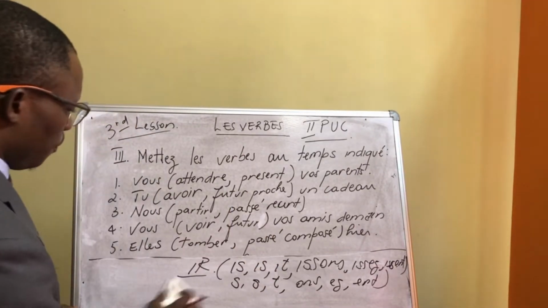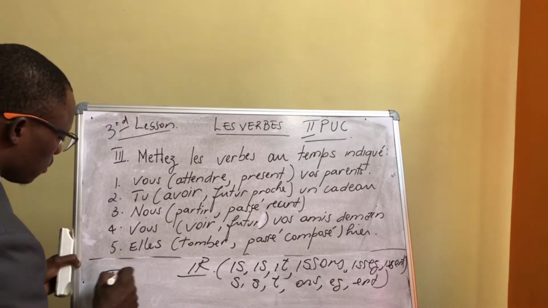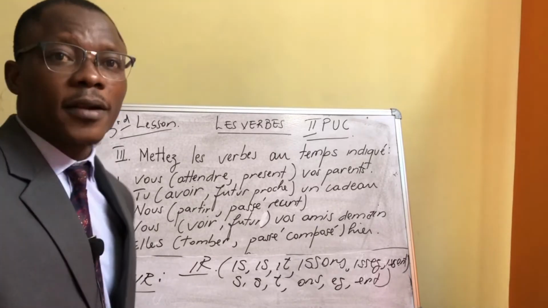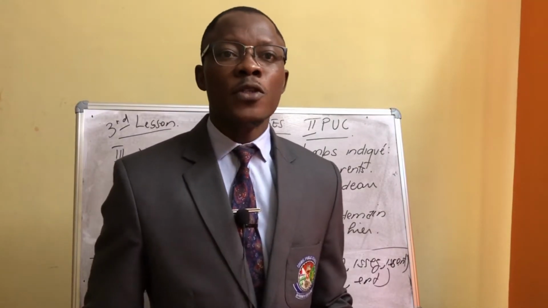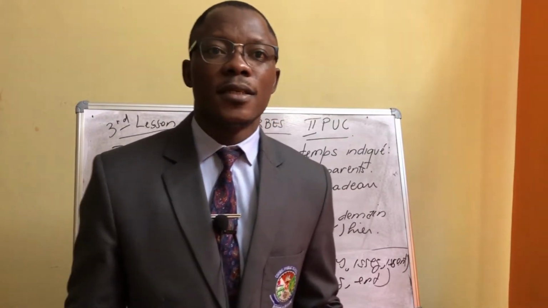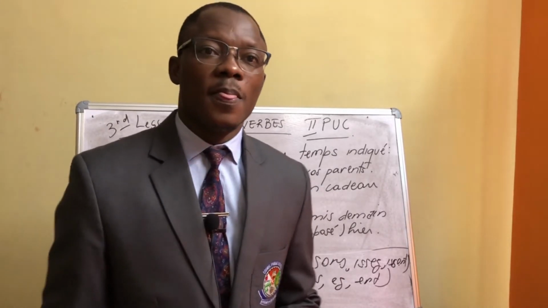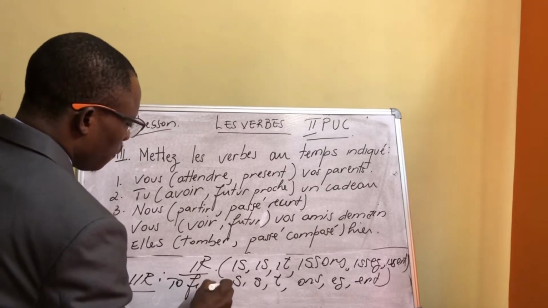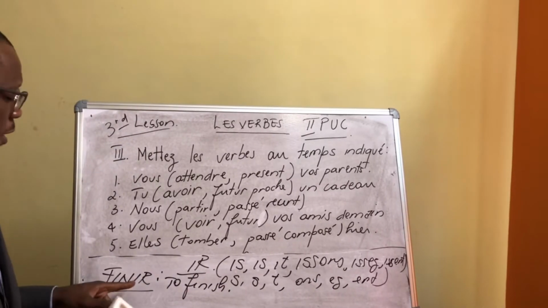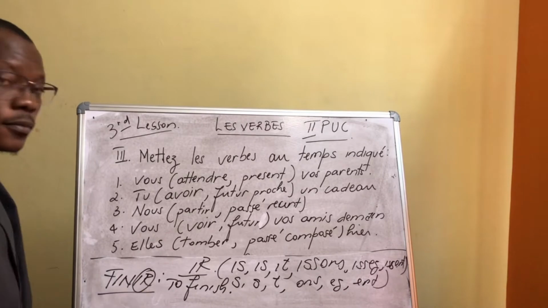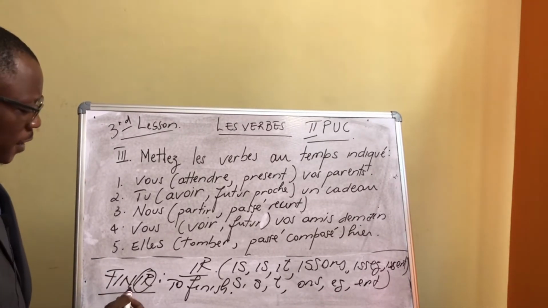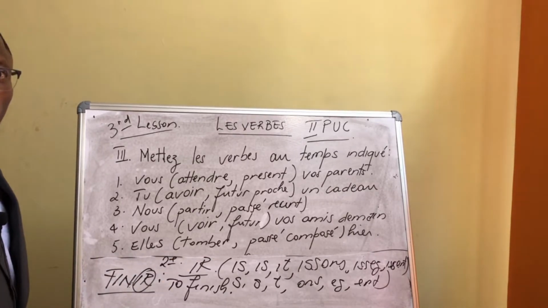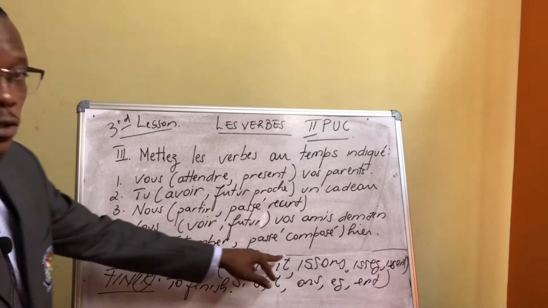Okay? So, I will give one example. Finir. What do you mean by finir? Finir means to finish. So as you can see here, finir ends with IR. That means finir belongs to the second group. Second group verb. So finir will follow this rule.